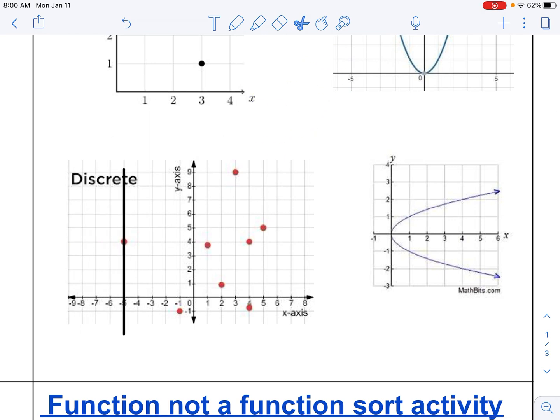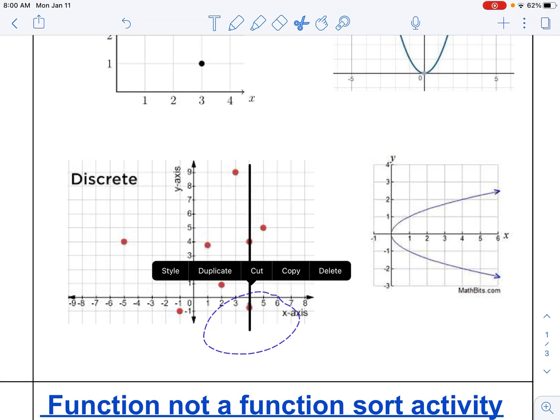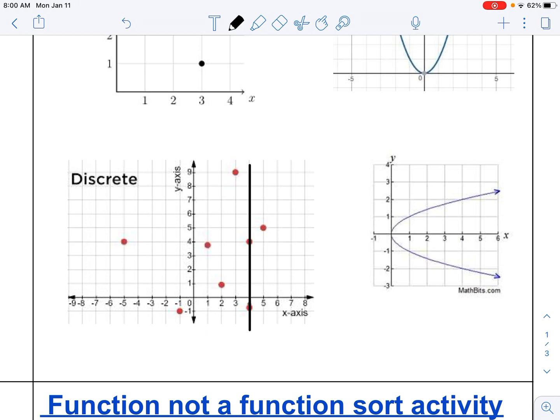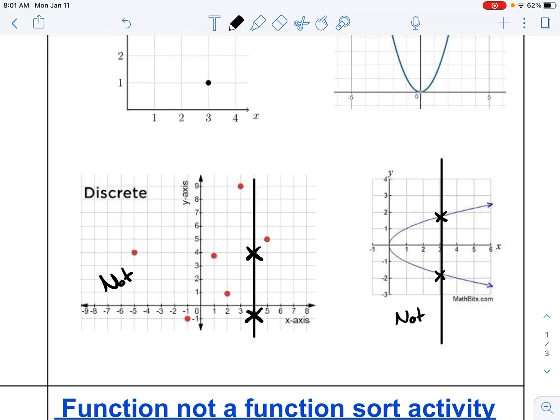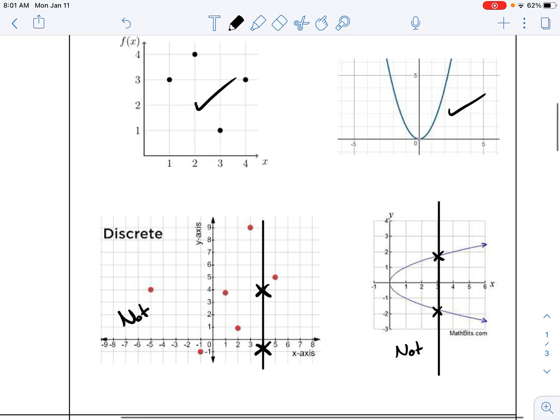Down here, yes, yes, yes, yes, yes. Oh, right here, it does not. The input of 4 has 2 outputs, so this would not be a function. And then, checking this one, every single point touches twice, so this is definitely not a function. And just to show it, I'm going to make a couple x's. This is not a function as well. And these ones, yes, those are functions.